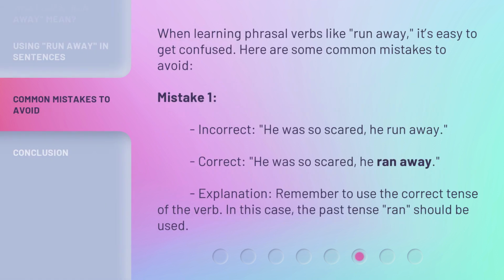When learning phrasal verbs like "run away," it's easy to get confused. Here are some common mistakes to avoid. Mistake 1. Incorrect: "He was so scared, he run away." Correct: "He was so scared, he ran away." Explanation: Remember to use the correct tense of the verb. In this case, the past tense, "ran," should be used.